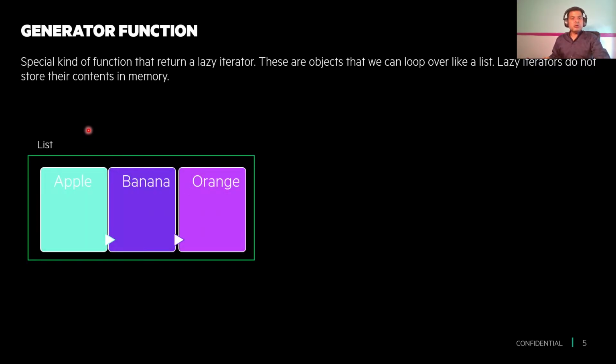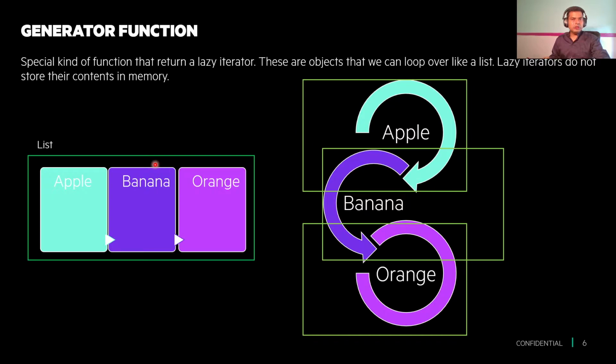It's a special kind of function that returns a lazy iterator. With a list, or any data collection, all the data will be sitting in our memory, and that we don't want. For that we need something where only one item at a time is in the memory, and we are working on that. For that, we have the generator function.